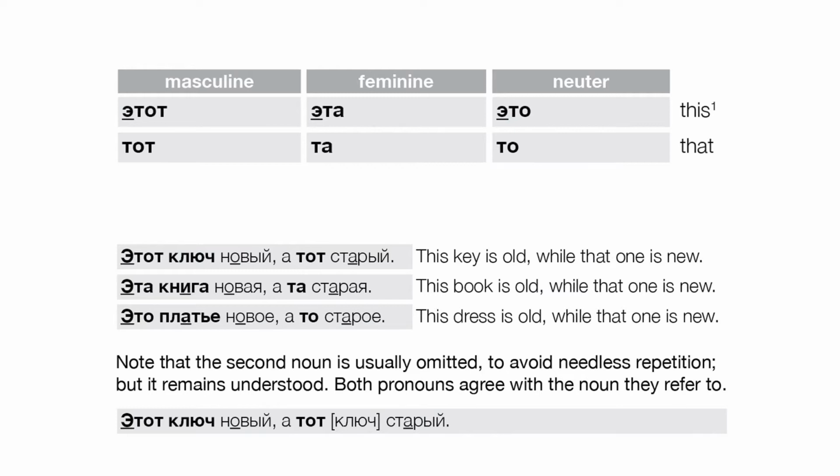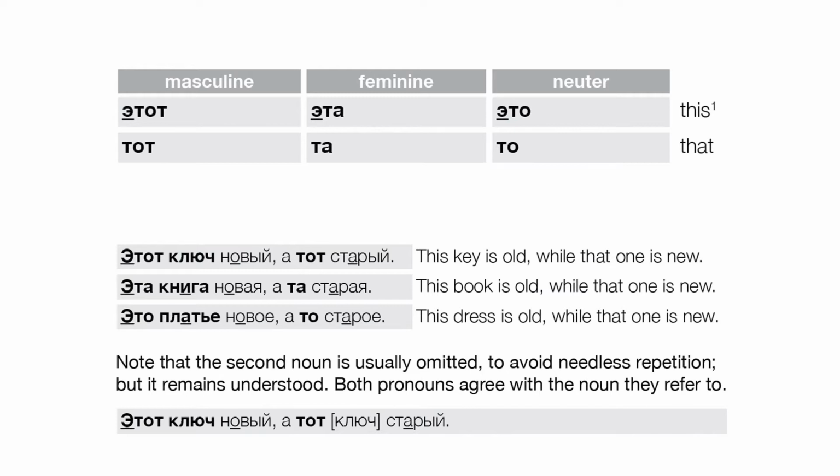Okay, by the way, the word "ключ" is understood in that second clause, but it's not needlessly repeated, right? If we flesh that out, it would be "Этот ключ новый, а тот ключ старый." But of course, like in English, we don't usually repeat words needlessly. A feminine example, "Эта книга новая, а та старая." "Это та," right? Speaking of книга. And finally, neuter, "Это платье новое, а то старое."